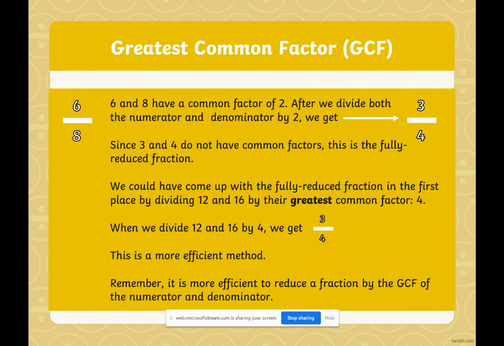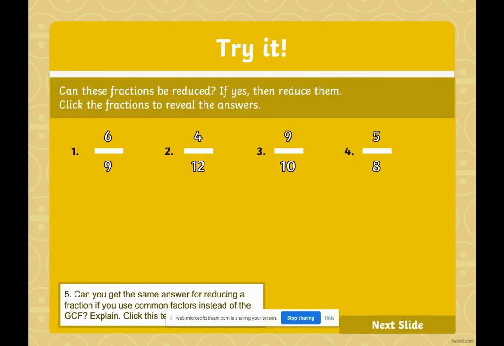Okay, so I just went over this. We've got a common factor of 2, but instead, if you go with the greatest common factor of 4, it's more efficient. You get to your answer a little bit quicker. So let's quickly do these ones here. Can these fractions be reduced?